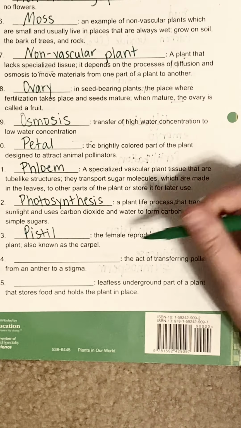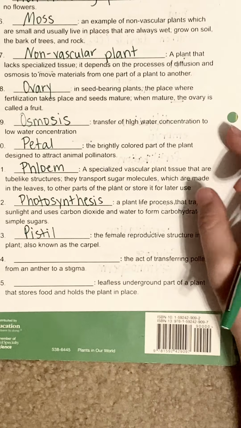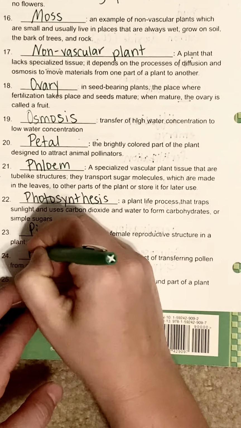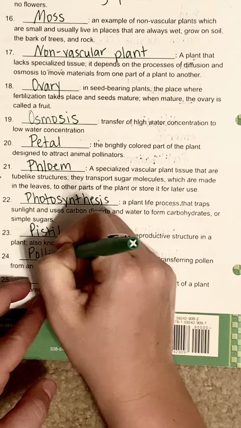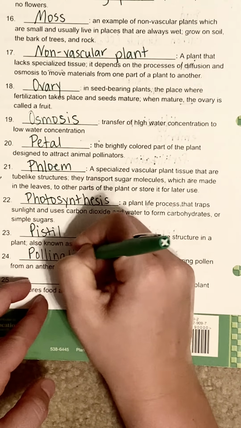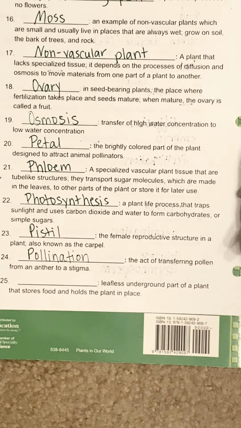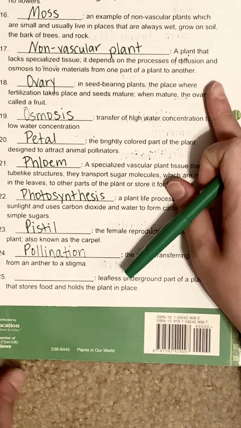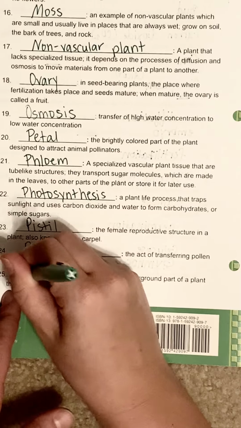Number 24, the act of transferring pollen from anther to stigma. We'll talk later about what the anther and stigma are, but that process is pollination. Number 25, the leafless underground part of a plant that stores food and holds the plant in place. You can probably guess that's the root.